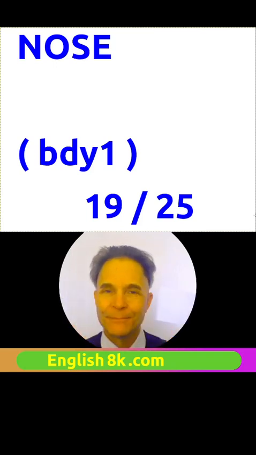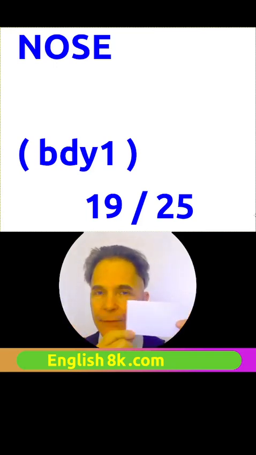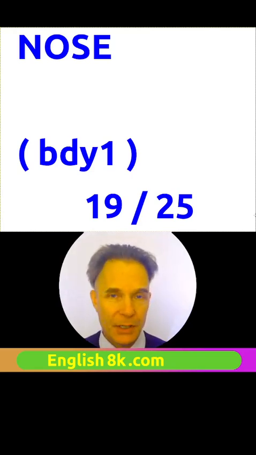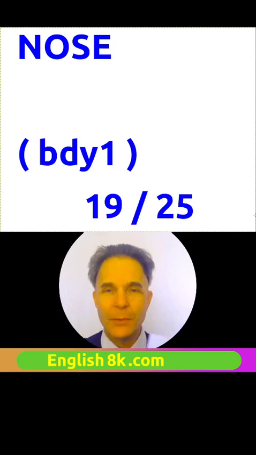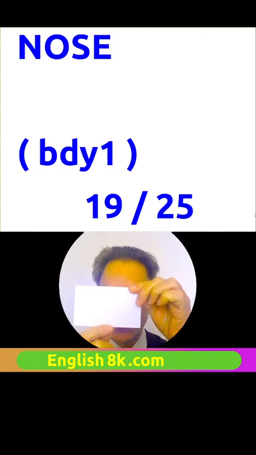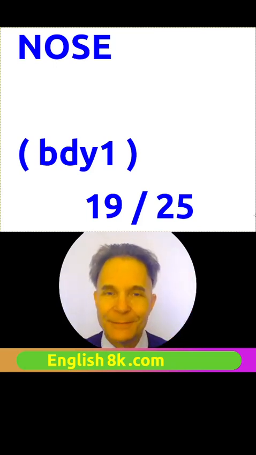N-O-S-E. Down here in the bottom left corner, B-D-Y, 1. This means body, level 1. And over here in the bottom right corner, the number 19 out of 25.